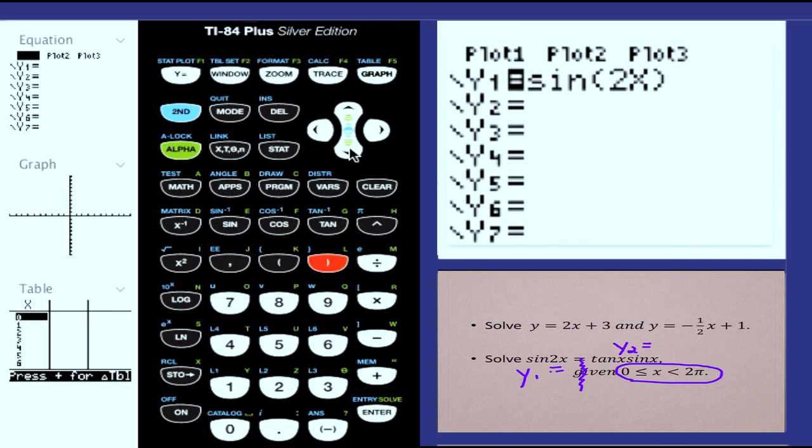Then we're going to scroll down to y2 and let's type in tan x sine x. That's just the two trig functions multiplied. So we're going to put tan and then type in x. You have to close the parentheses.